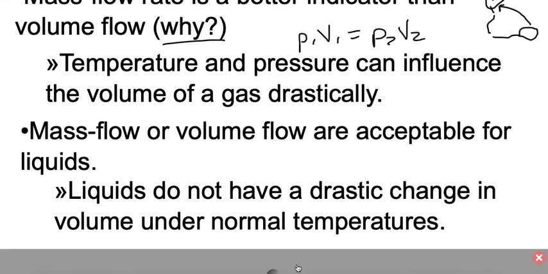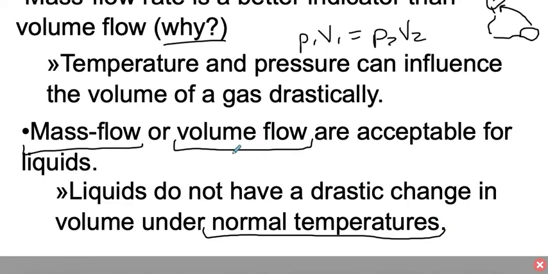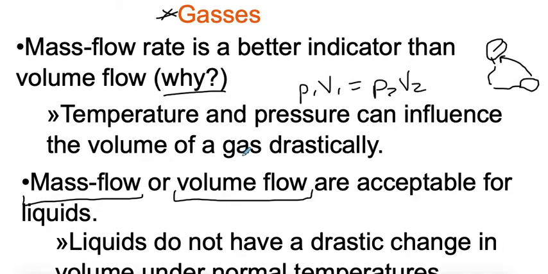Mass flow or volume flow are acceptable for liquids. You can use either one for liquids. Mass flow and volume flow will work for both. Liquids do not have a drastic change in volume under normal temperatures, so you wouldn't use it under crazy temperatures, like heating water up to 6,000 degrees Celsius, or below freezing temperatures, because that would change things. So you'd have a normal temperature when you're measuring things. The thing to remember from this slide is that mass flow rate is what we're using for gases, and mass flow rate or volume flow rate will work for liquids.